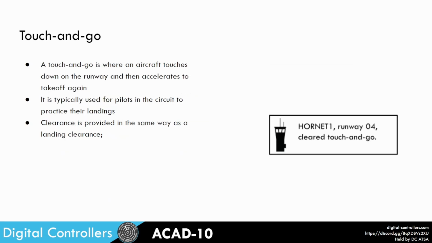So, touch and goes. Touch and goes are where the aircraft touches down on the runway and will then take off again. This is typically used for pilots in the circuit to be able to practice their landings and practice lots of them efficiently even. This clearance is provided in the same way as a landing clearance, just using the words touch and go.